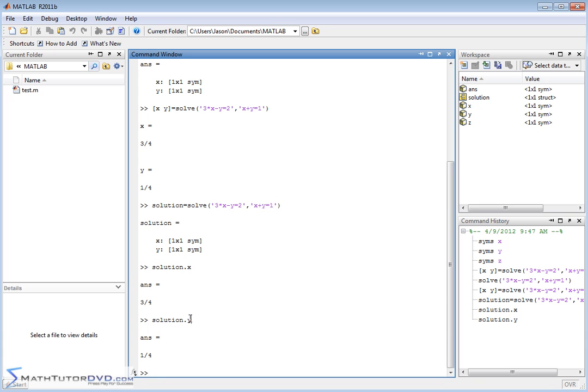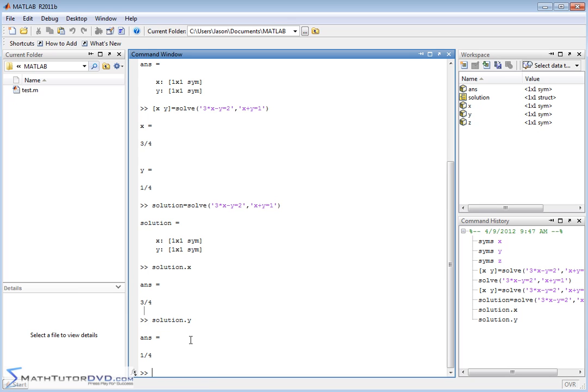And this gets a little bit into the programming language aspects. It puts it into a structure. That's why solution is labeled as a structure over here. To get inside the contents of the structure, you put the name of the structure, then a period, and then one of the variables that's inside of it, and then the name of the structure with a period and the other variable that's inside of it.